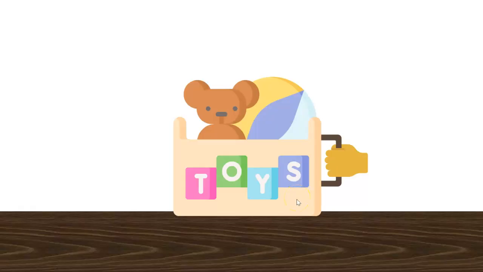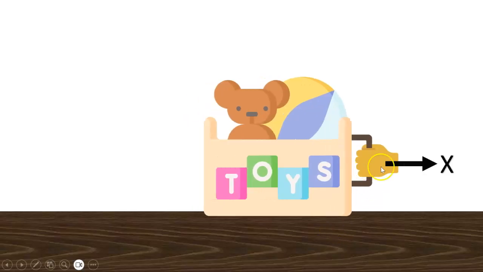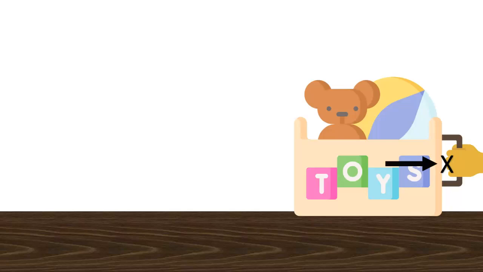In this diagram, we have a toy box on a rough wooden floor. A child pulls the toy box to the right with a force X. As the box moves to the right, there is a frictional force F between the toy box and the wooden floor. This frictional force acts to the left, opposite to the direction of motion.